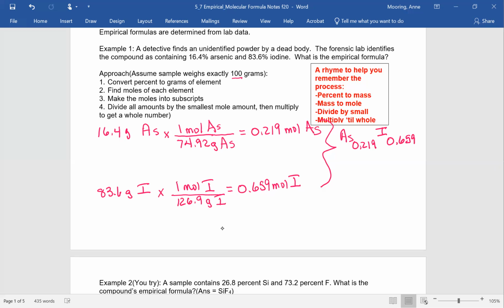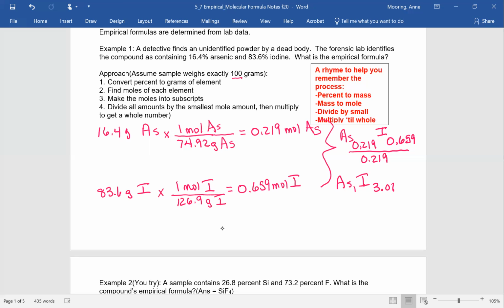But that's silly. We can't have fractions as subscripts. We know they have to be whole numbers. So now we need to convert everything into whole numbers. We'll do that by dividing through by the smallest number, 0.219, because that guarantees that arsenic turns into a 1. And when we do the math, iodine is 3.01.